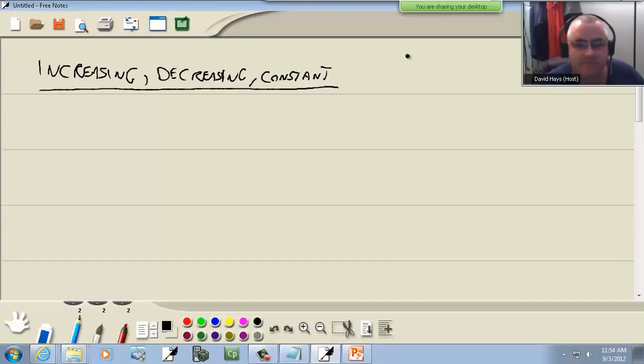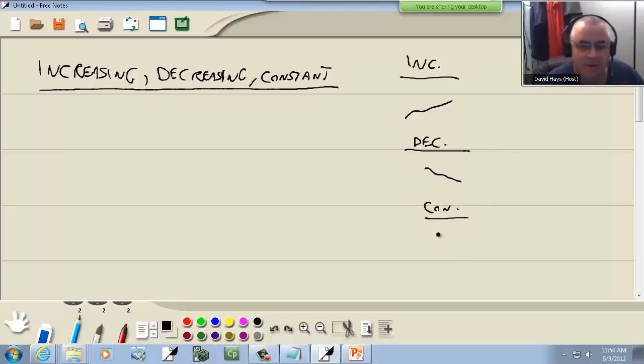Now for our increasing, that's when your graph is going up as it goes from left to right. Your decreasing is when your graph is going down from left to right. And your constant, and I know these aren't appropriate abbreviations, but we'll go with them, is when your graph is straight across as it's going from left to right.